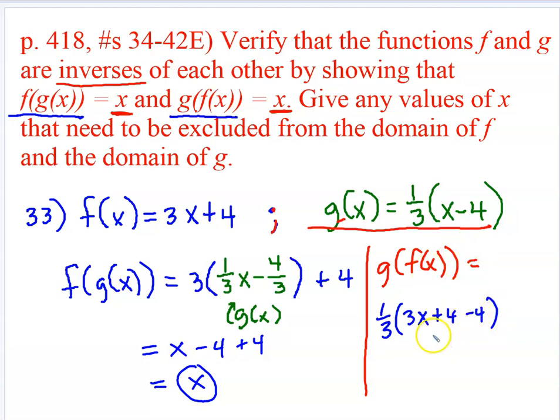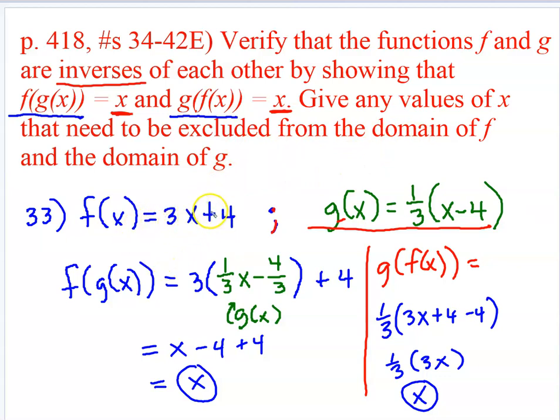All right, so 4 minus 4, of course, would be 0. And you have 1/3 times 3x, which also is x. Okay, and as far as the domain, it says give any values of x that need to be excluded from the domain of f and g.